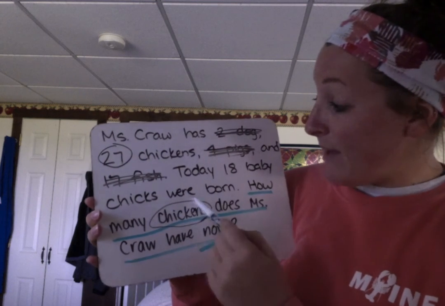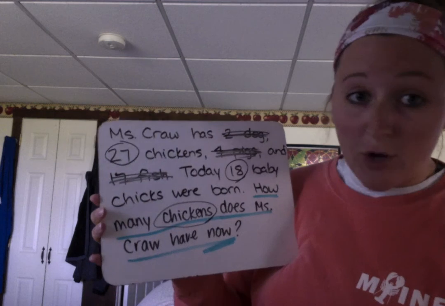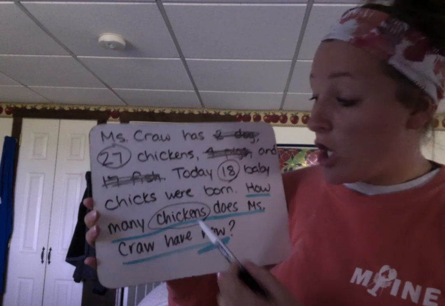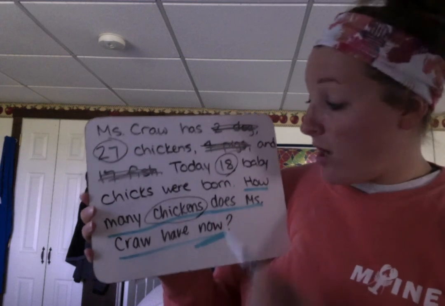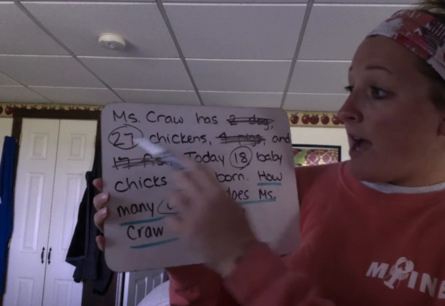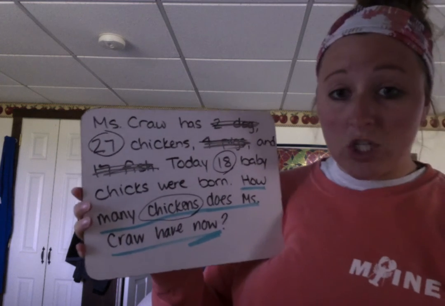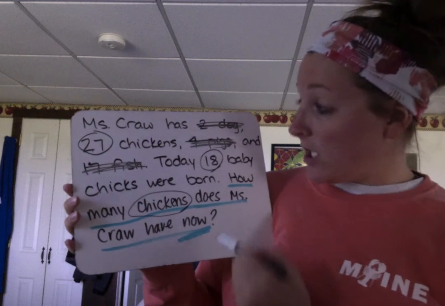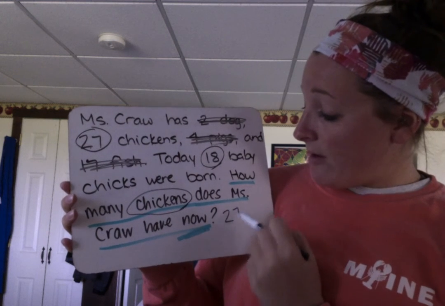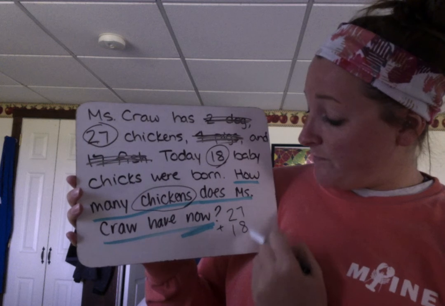Today, 18 baby chicks were born. Obviously, you guys know that baby chicks come from chickens. So, that's an important number. So, Miss Craw now has 27 chickens. Today, 18 chicks were born. How many chickens does she have in all? Or how many chicks and chickens? You do 27 plus 18.